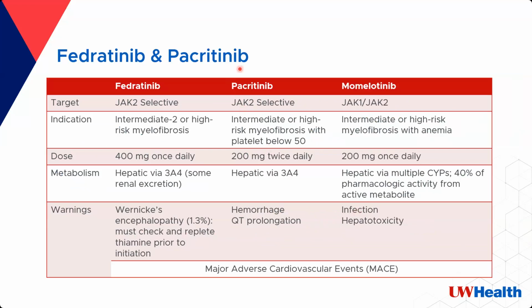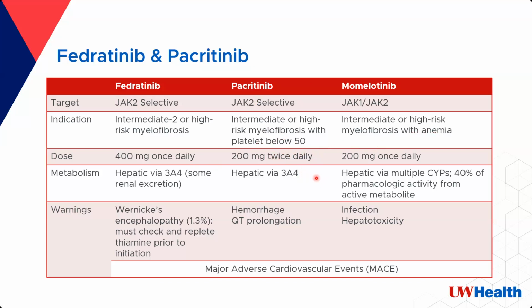So fedratinib and pacritinib, and I should have added here momelotinib. Fedratinib and pacritinib are JAK2 selective agents, and momelotinib is JAK1 and JAK2. All three of these agents are approved in intermediate to high-risk myelofibrosis. I do want to call out that pacritinib is approved in this indication for patients with a platelet of below 50, and momelotinib has been approved in this indication for patients with anemia. I think it's worth mentioning because that can drive some of the insurance approvals if patients are not exactly meeting this indication. Pacritinib is the only agent here that is dosed twice daily. The other two are dosed once daily.